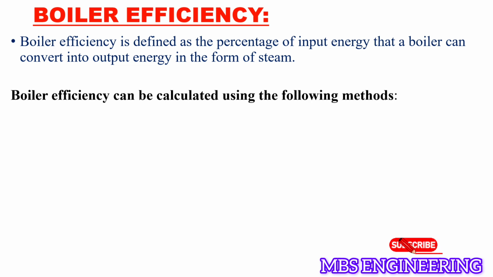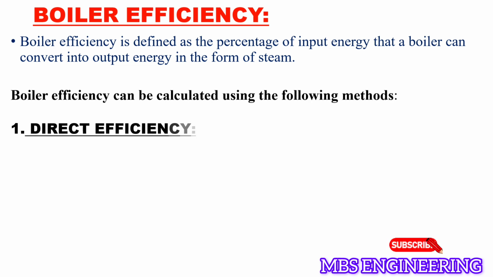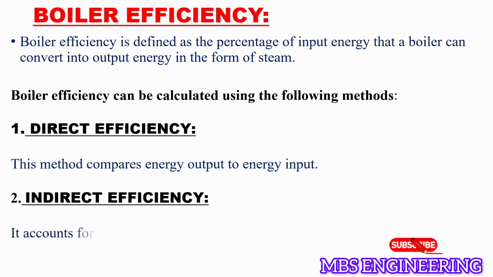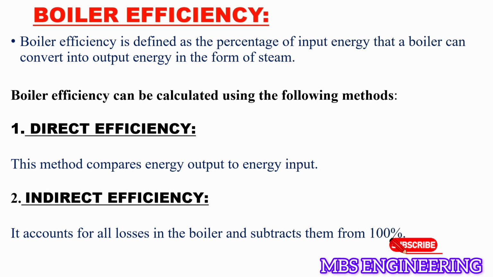The first method is the direct efficiency. This method compares energy output to energy input. Next, the second method is the indirect efficiency. It accounts for all losses in the boiler and subtracts them from 100%.